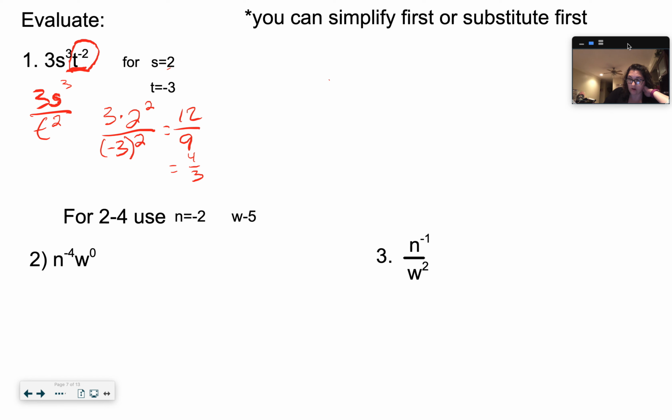So I could have gone 3 times 2 to the third power times negative 3 to the negative second power. So I would have done 3 times.